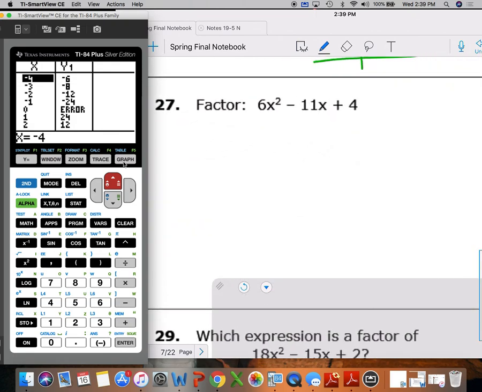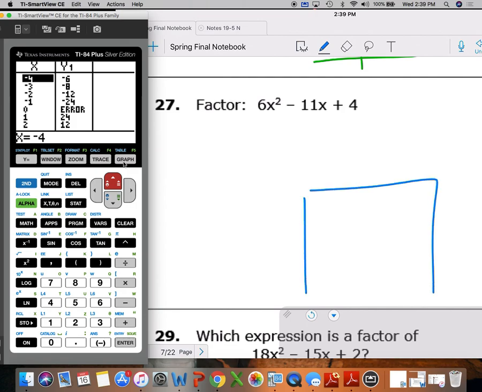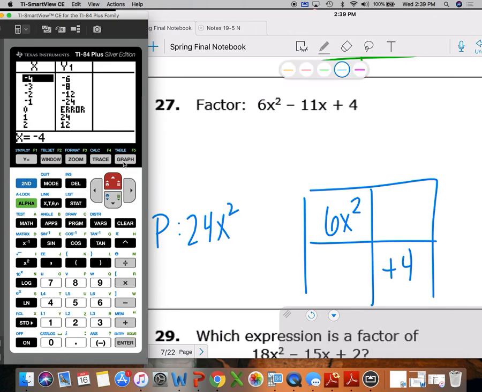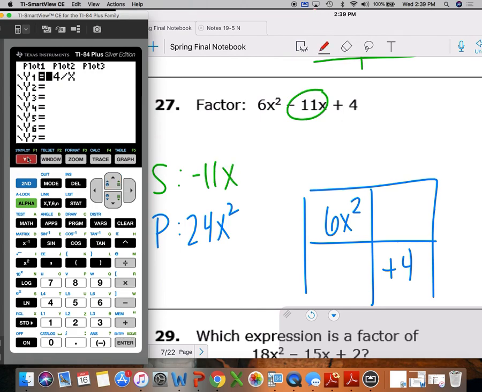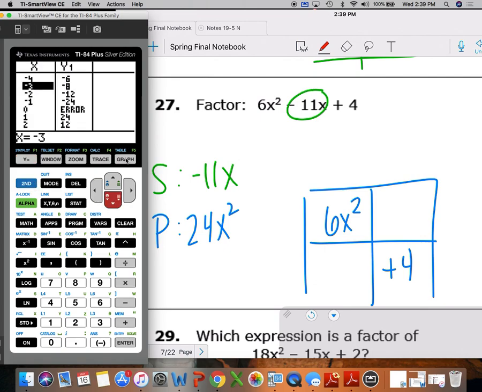Problem 27. These do not have a GCF because 6, 11, and 4 do not have anything in common. So I go straight to the box. 6x squared and 4. My product when multiplied is 24x squared. My sum is negative 11x. So I already have 24 in here. I'm looking for two numbers that add to a negative 11. Negative 3 and negative 8 would add to a negative 11.